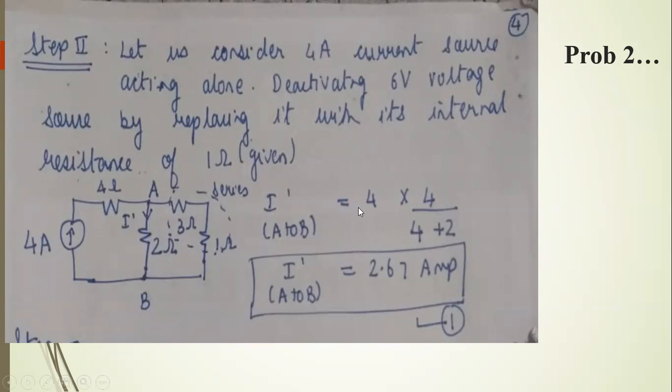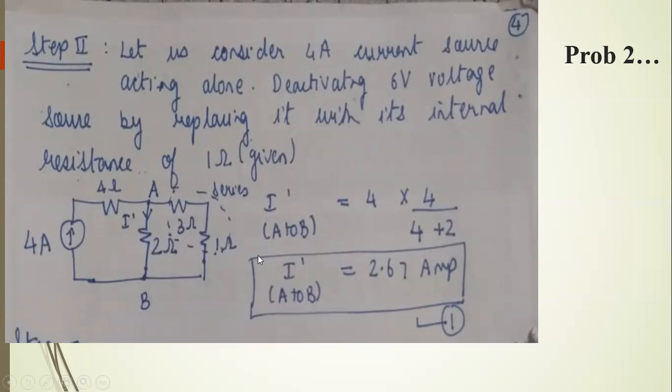Here I have applied the current division rule. What is the current division rule? What is the total current of the circuit? 4. So it will be 4 multiplied by the resistor of the opposite branch. Now as you can see, 3 and 1 are in series. So it will be 4 upon 4 plus 2. So here I can obtain the value of I dash.